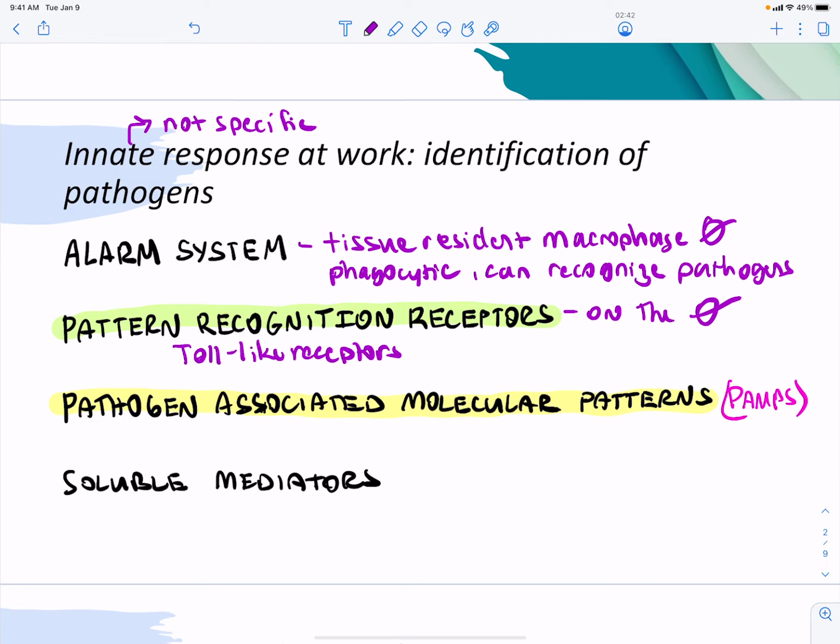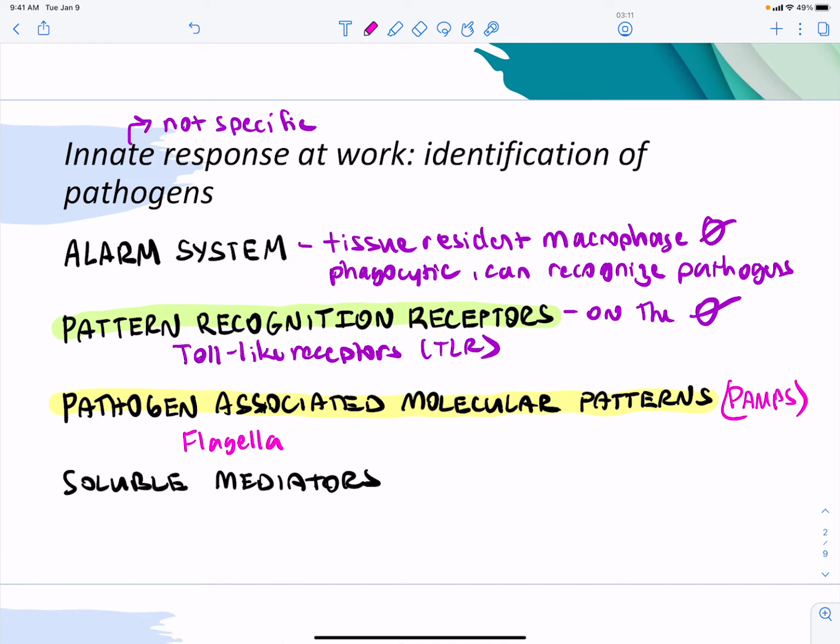Now, these toll-like receptors got their name from the Drosophila fruit fly. They were identified in the fruit fly, and they were called toll receptors. Then they were identified in mammalian cells, and they were given the term toll-like because they resembled the fruit fly receptor. So these are toll-like receptors, and they're going to recognize pathogen patterns such as flagella.